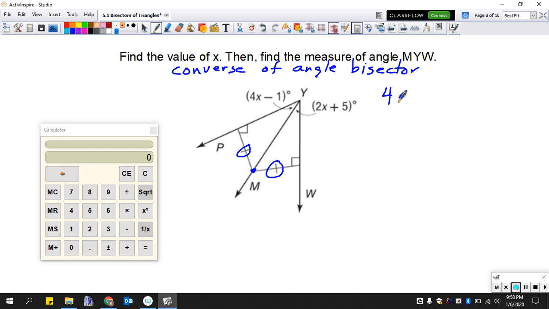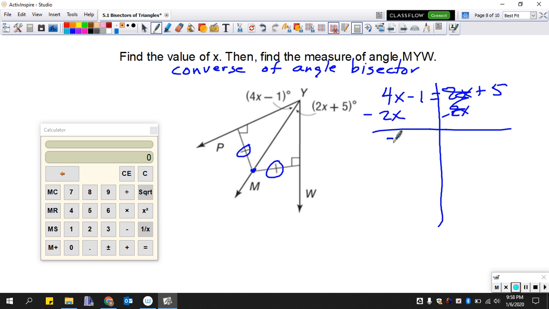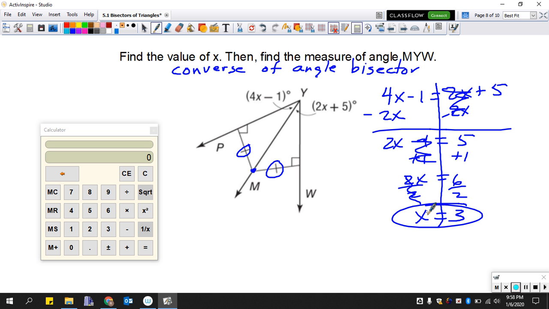Okay, so we have 4x minus 1 is equal to 2x plus 5. Subtract 2x from both sides. We're left with 2x minus 1 is equal to 5. Add 1. Ones cancel out. 2x is equal to 6, divided by 2, x is equal to 3. So the value of x is 3.